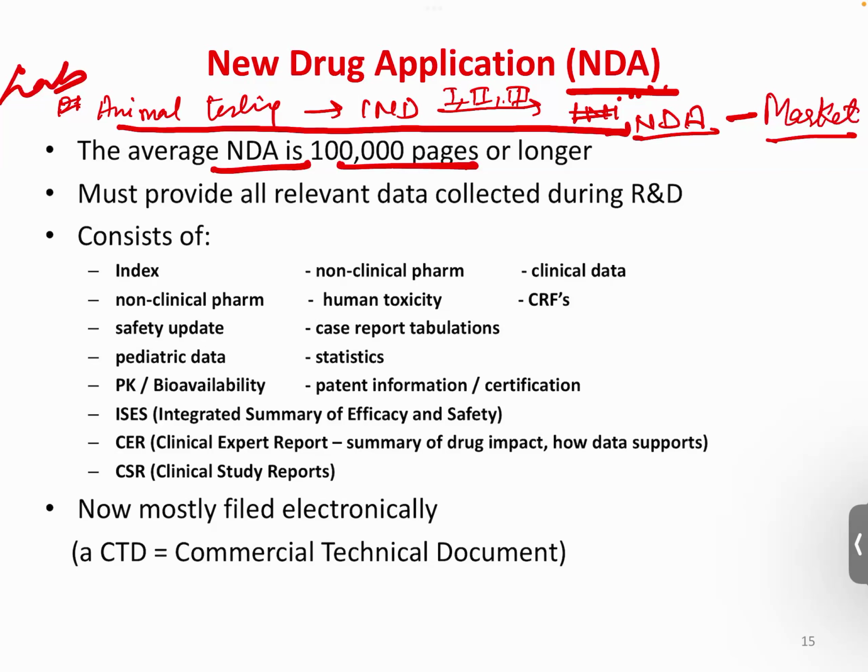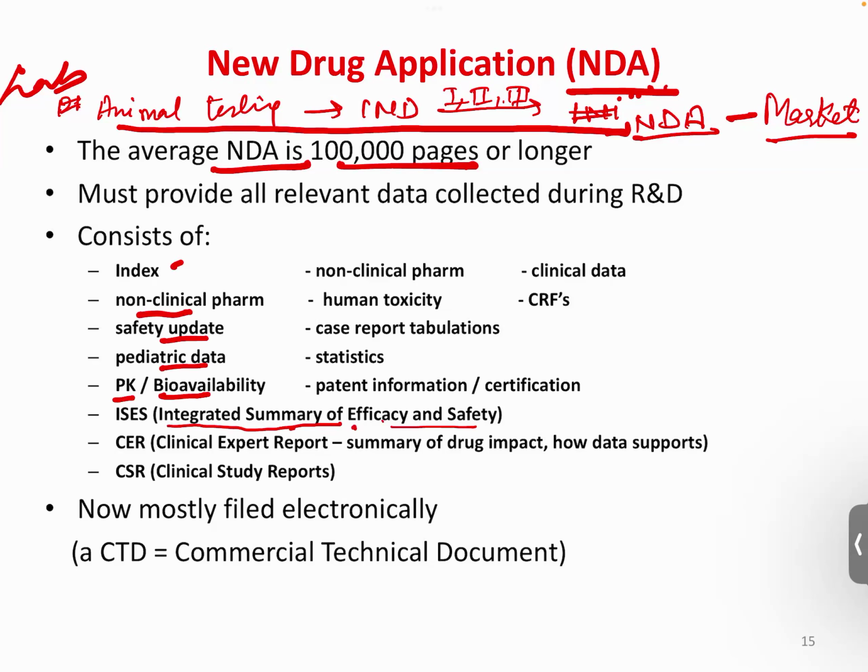So what goes into this? Of course, there will be an index, clinical pharmacological reports, safety updates, pediatric data if this study is on small kids, bioavailability, PK studies, integrated summary of efficacy and safety. What is the meaning of this?